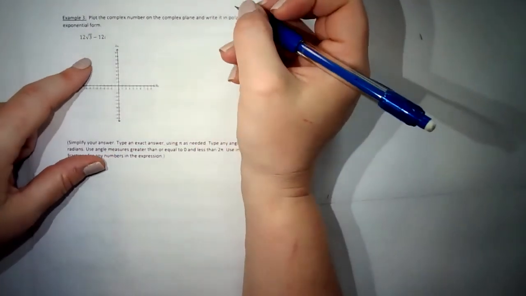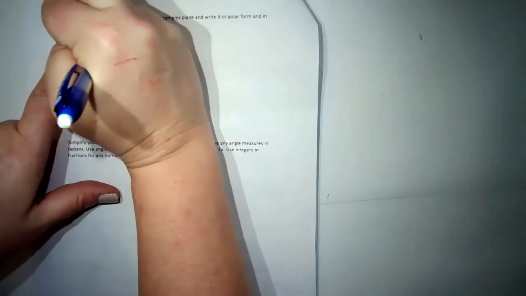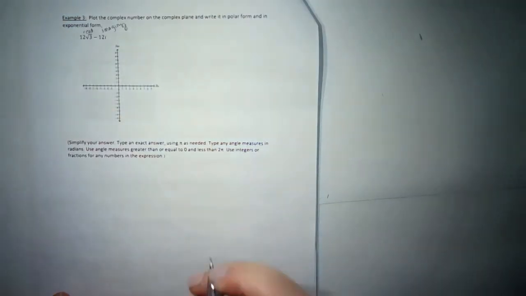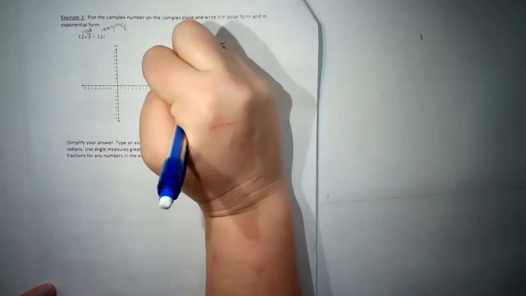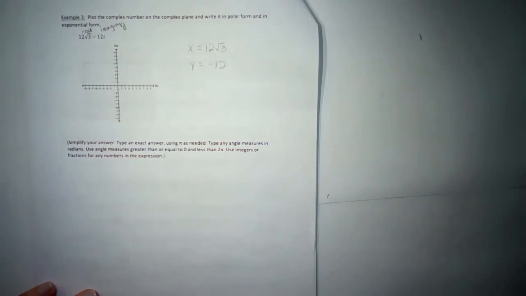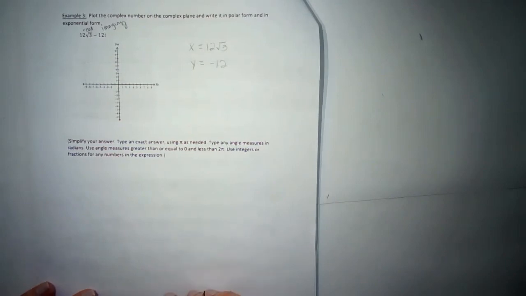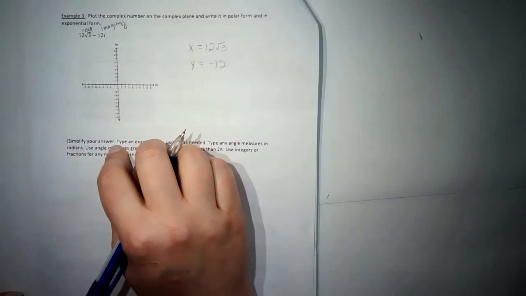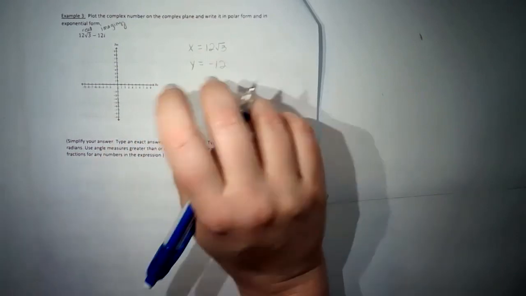All right. So here's my real portion. Here's my imaginary portion. Basically my x is going to be 12 root of 3 and my y is going to be negative 12, right? Now you have to graph this on a graph, and this is where it gets a little strange. You can find negative 12, no problem, except it's not on my graph. But what the heck is 12 root of 3?